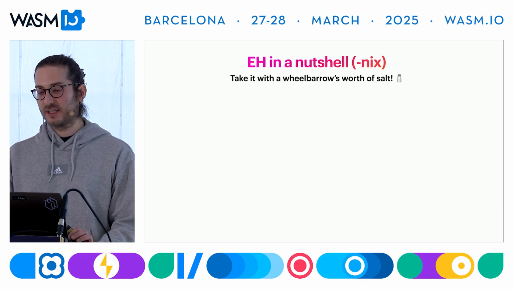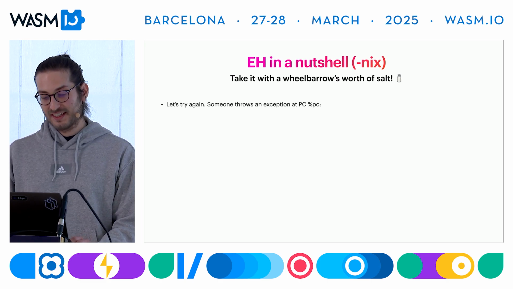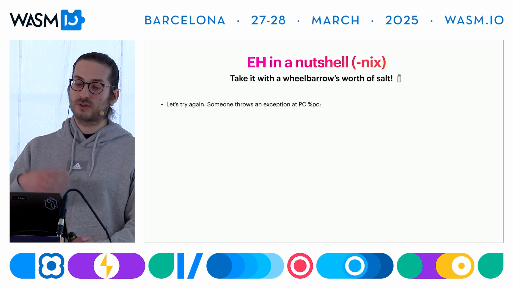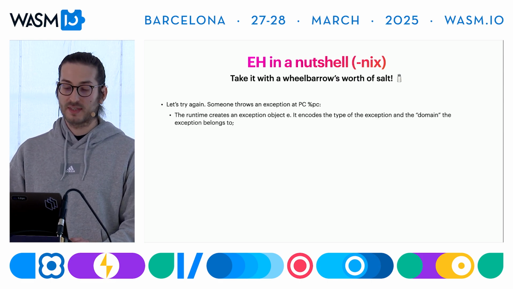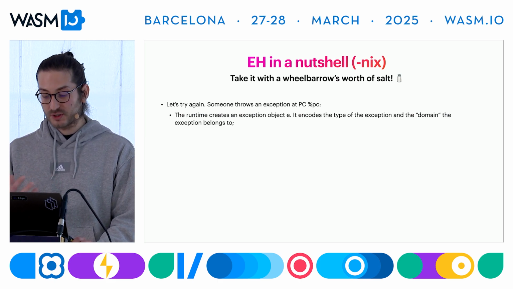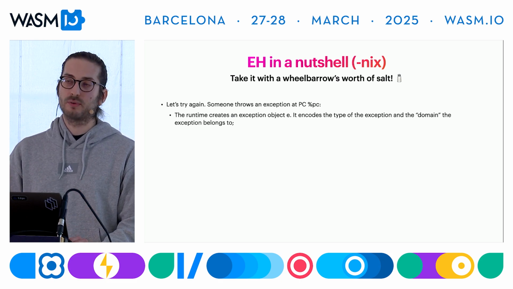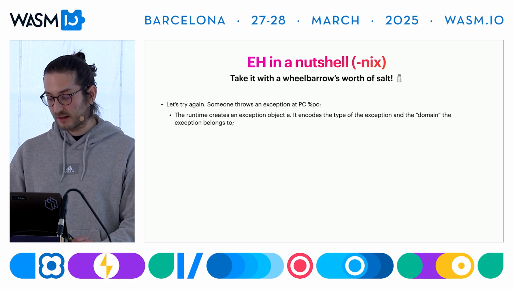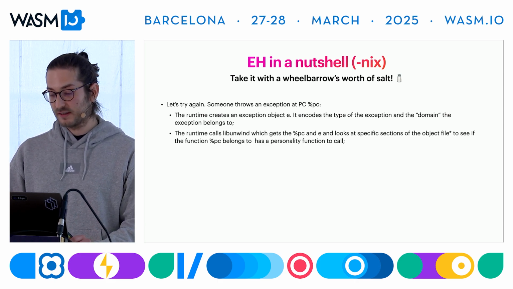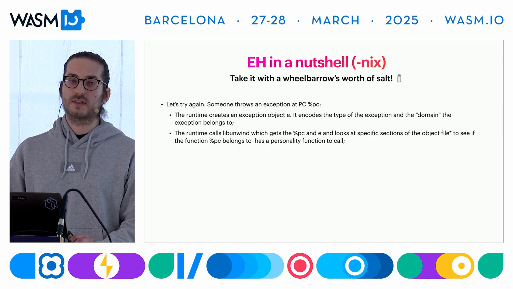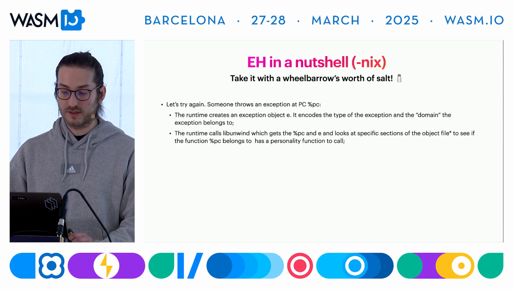OK, so let's start from the other way around, and of course, take it with not a pinch of salt, but a wheelbarrow's worth of salt. So you execute your code, you throw an exception at some program counter, let's say PC, and the runtime creates an exception object, let's call it E, and it encodes the type of the exception and the domain the exception belongs to. So for example, if you embed a C++ function that throws an exception in a Rust code base through FFI, Rust knows that the exception thrown by C++ is not a Rust exception, so it knows it's a foreign exception and treats it in a different manner.